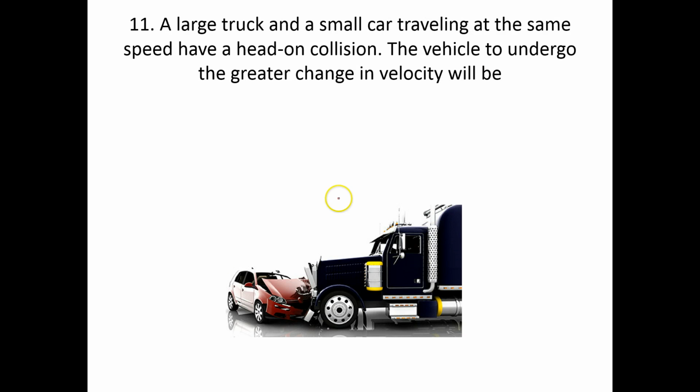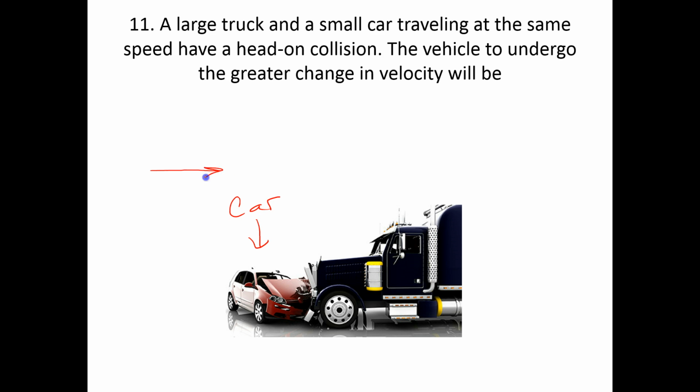Number 11, a large truck and a small car traveling at the same speed have a head-on collision. The vehicle to undergo the greater change in velocity will be the car, because even though they have the same force acting on them, the car will go basically to almost 0, and it might even have a negative speed when it's done.